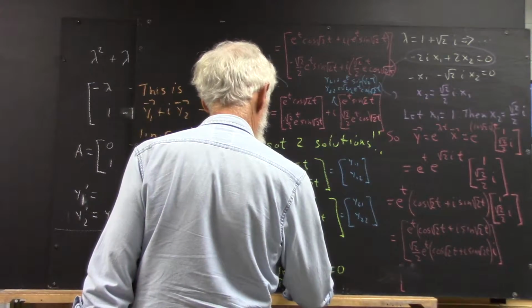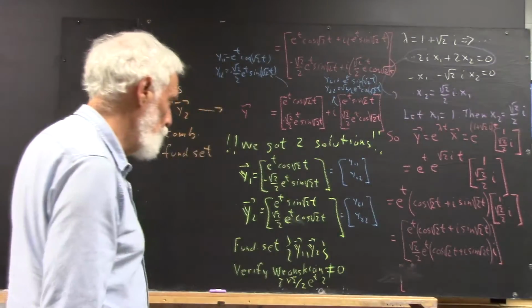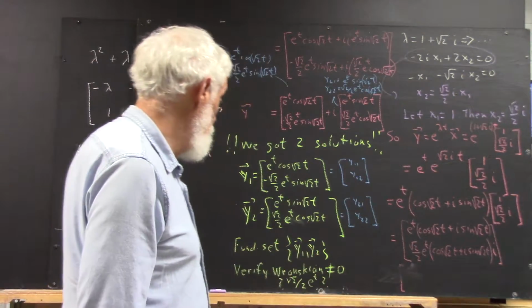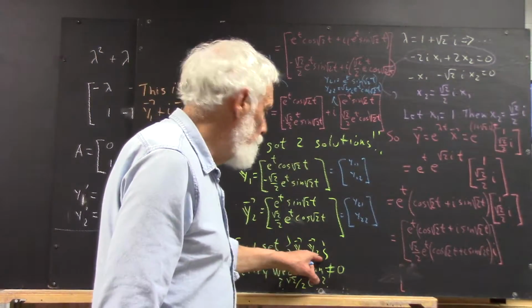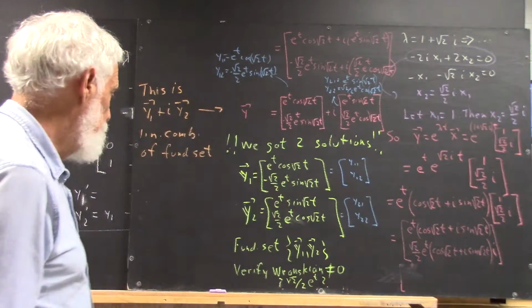I actually tell you to do that. This is what we're going to call big fancy y1, big fancy y2. Okay? The y1 vector, the y2 vector. This is a fundamental set, and you can verify that the Wronskian is not equal to 0.